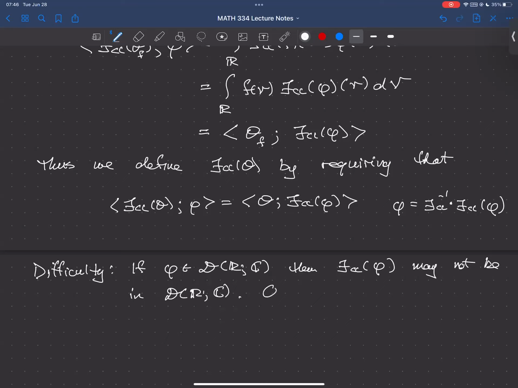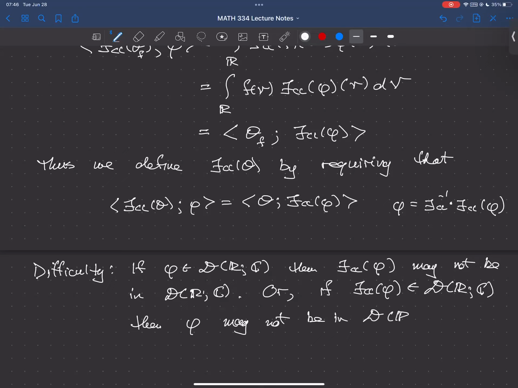Or if the CCFT of phi is in D, these are really equivalent statements, because the inverse CCFT and the CCFT in this case for things in D are really kind of the same formula, with just that minus sign in the integral that changes. So if this is in D, then phi will almost never be in D. All right, so there's a difficulty that arises there, and you have to think about how you might overcome that difficulty.